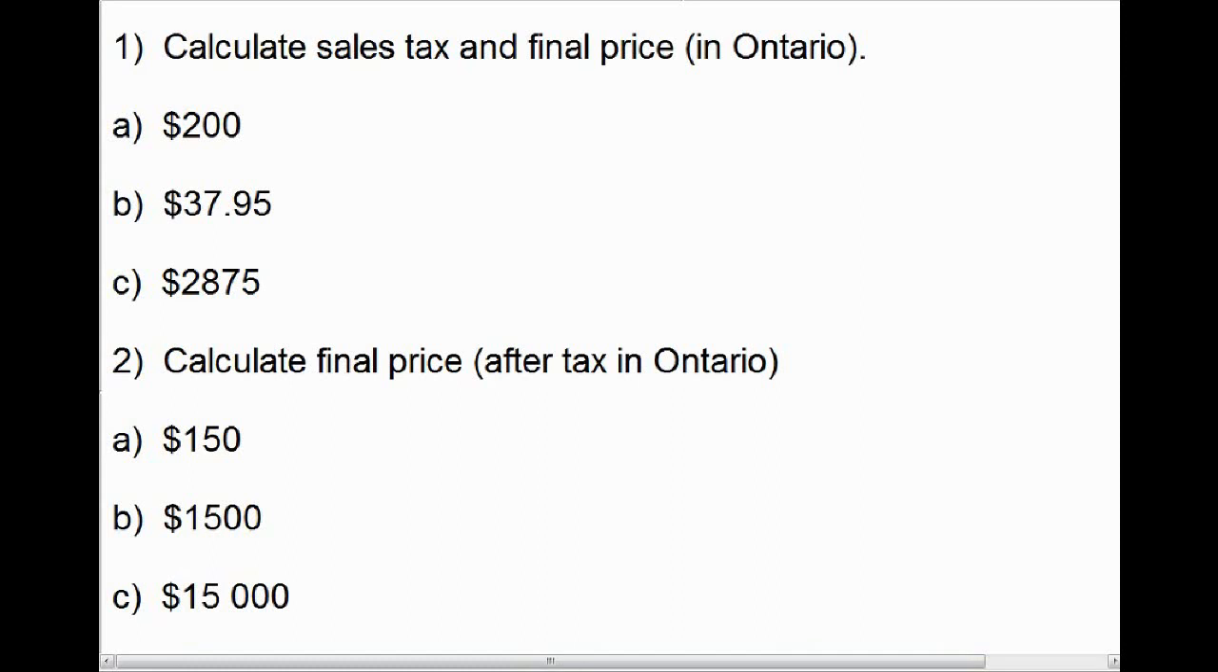For question number 2, you're just being asked for the final price. So you have your original price, and what is the final price after 13% tax is added for our tax rate in Ontario. And you can use any of the methods that were discussed in the video to calculate the answers for each of these. If you're able to do that, congratulations, you now have a firm understanding of how to calculate sales tax and final price.